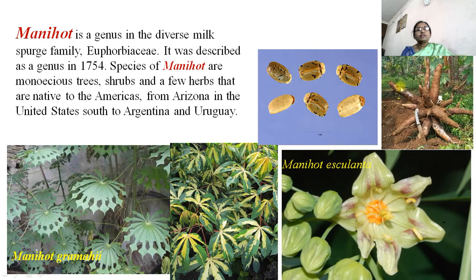Then Manihot. Manihot is also called shakarkand. It is a monoecious tree or shrub, and the genus is diverse in the milk spurge family. The roots of this plant are storage roots, and they contain starch, and these roots can be eaten very easily by boiling them.